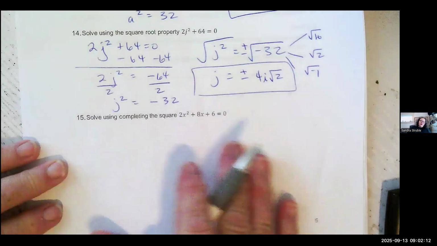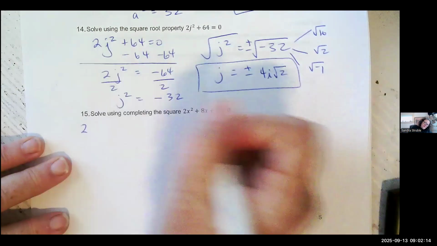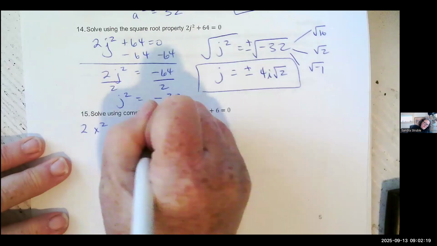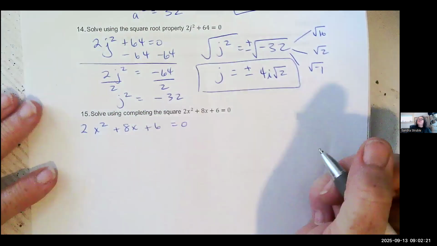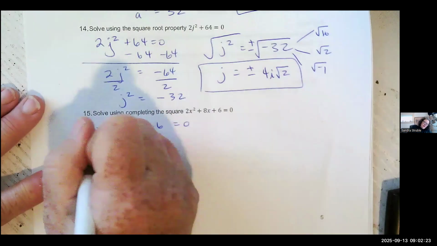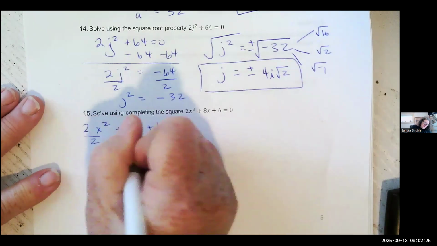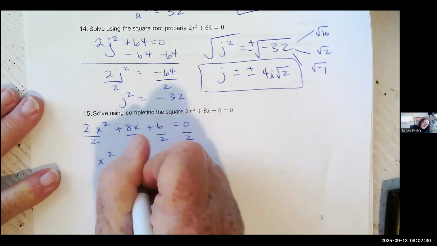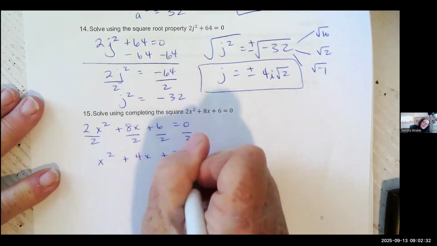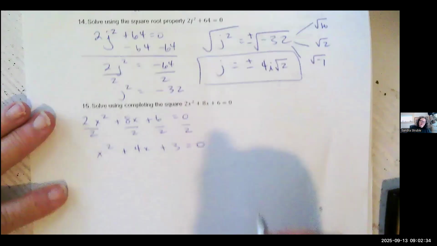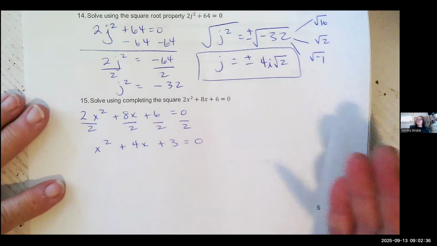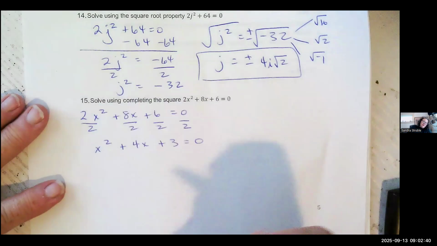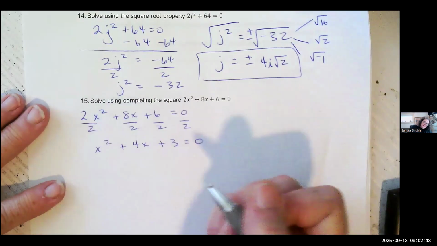Solve using completing the square. First thing I see is they're all divisible by 2. So I want to factor out 2. So this is dividing everything by 2. Leaves us x squared plus 4x plus 3 is equal to 0. All right, now, yes, you could have solved it the other way. I just saw that it can be done.